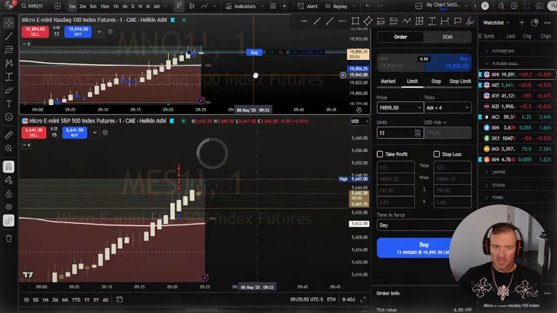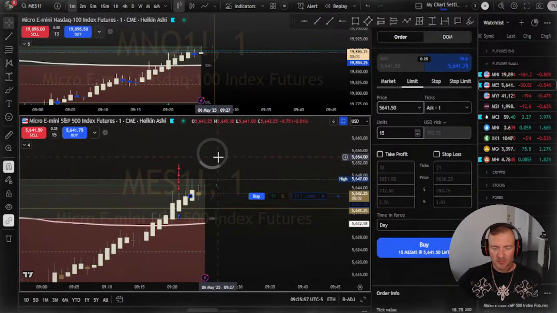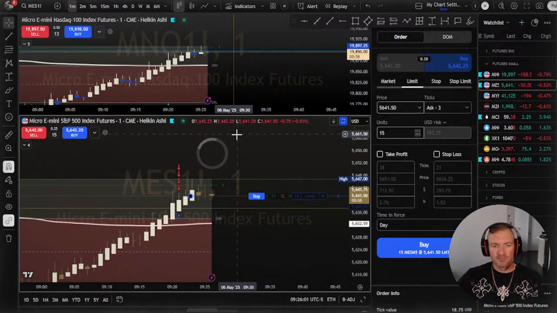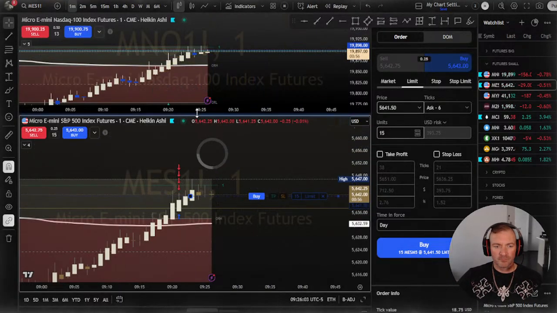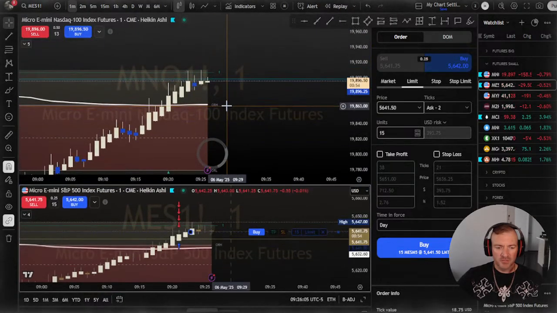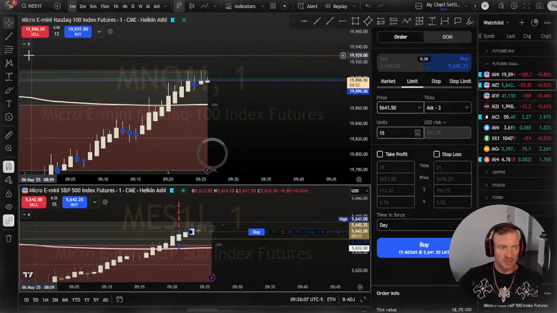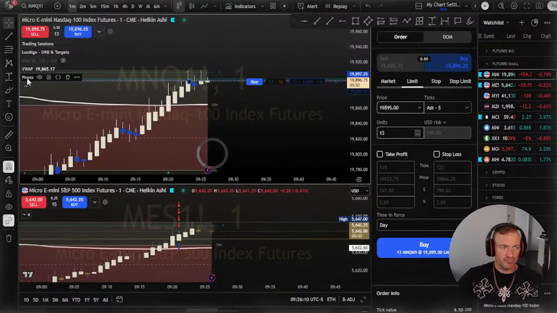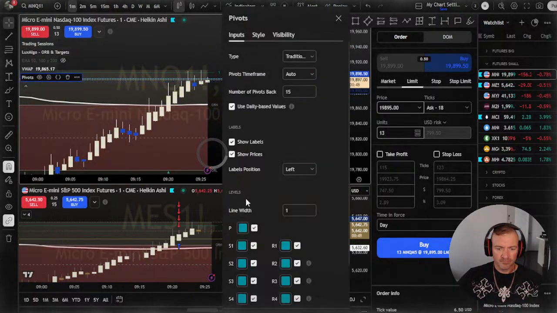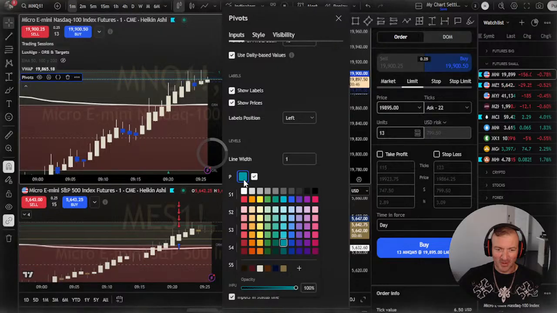Yeah, I think we're going higher. And up here, let's fix that pivot issue. Oh man, I forgot you got to do every one of them. I wonder if white lines would look better. Nah, too confusing on the chart.